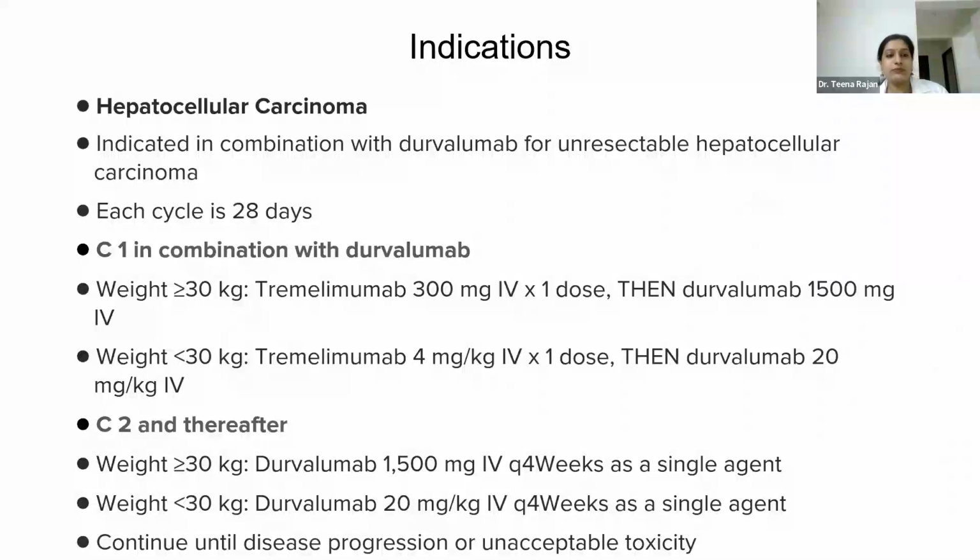So indication is hepatocellular carcinoma, and now we also have an indication in NSCLC. It's always used in combination with durvalumab, at the dose of 300 milligram single dose, and then durvalumab has to be followed up. If the weight is less than 30 kg, you have to follow 4 mg per kg dose.